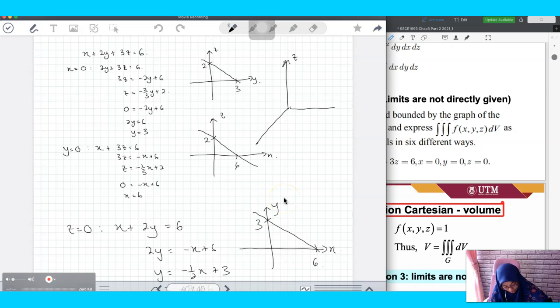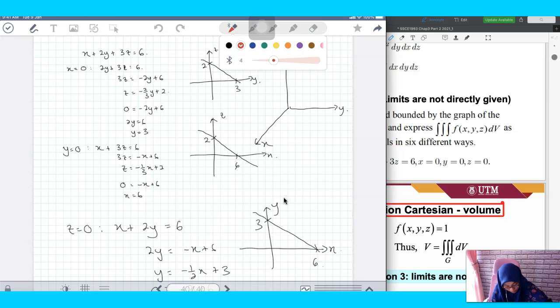so z, x, y. So on zy plane, 2 to 3. On zx plane, 2 to 6. And on yx plane, 3 to 6. So that is your tetrahedron. The tetrahedron is just the surface here, the flat plane here.